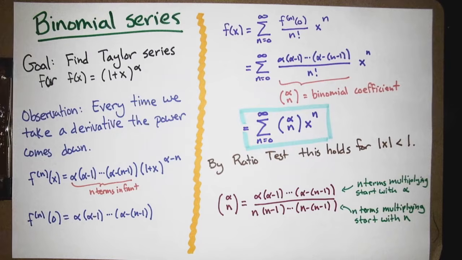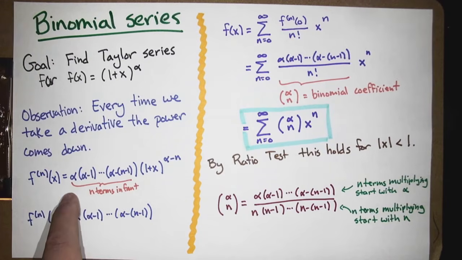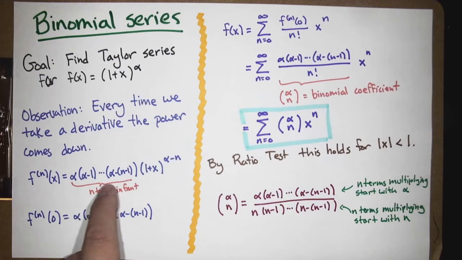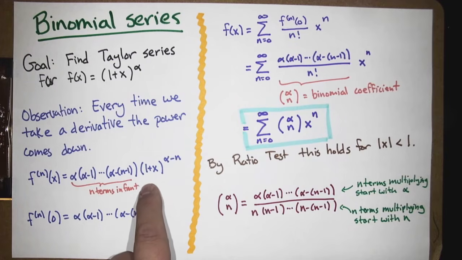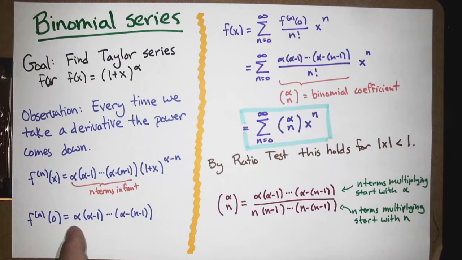So the nth derivative has a very simple expression. You take alpha, alpha minus 1, all the way up to alpha minus n plus 1. Now that's a total of n terms in front, and these are numbers, there are no x's involved, times 1 plus x to the power alpha minus n. And now if you plug in 0, well, 1 plus 0 is 1, and 1 to a number is 1. So our conclusion is the nth derivative at 0 looks like alpha times alpha minus 1 times all the way up to alpha minus n plus 1.